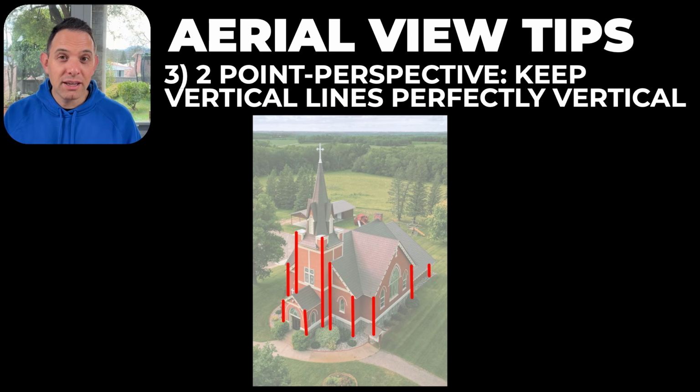So we don't have to worry about every single line here projecting to the perfect vanishing point. Now tip number 3, in this photo here, it is in 2-point perspective. There's no angle on them. If there was an angle, that would mean that it would be in 3-point perspective. But that's something to keep in mind. Make sure those vertical lines are vertical for this reference.